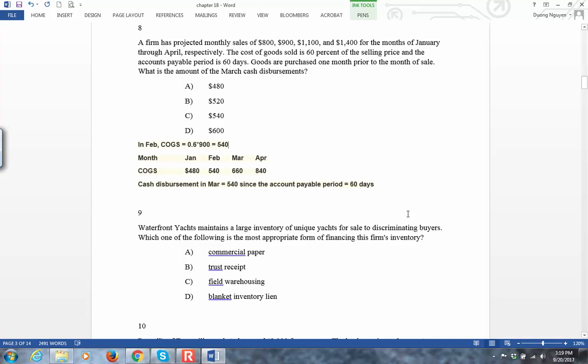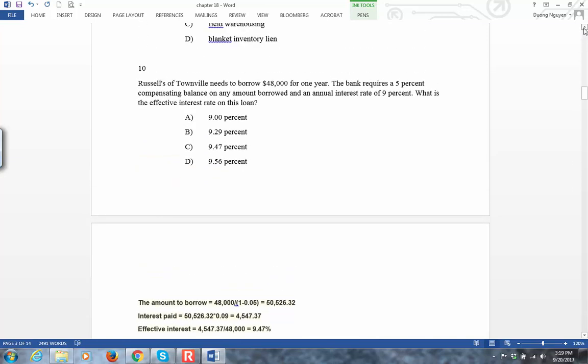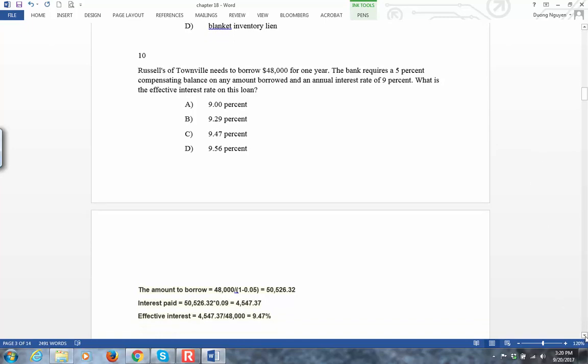Now, question number 10. Russell needs to borrow 48,000. The bank requires 5% compensating balance, which is similar to commission fees, and the annual interest of 9%. What is the effective interest rate?